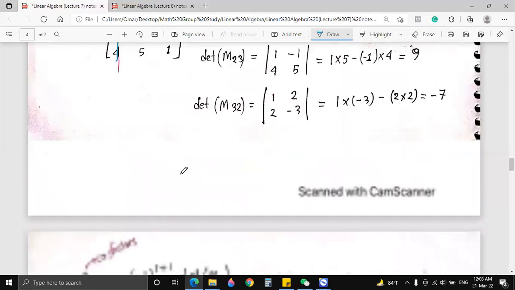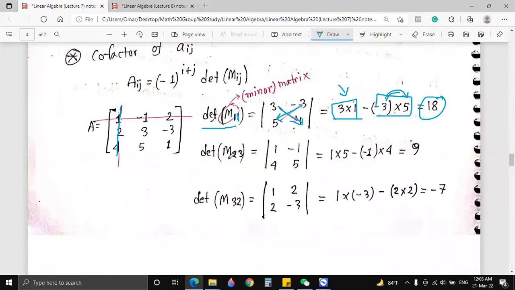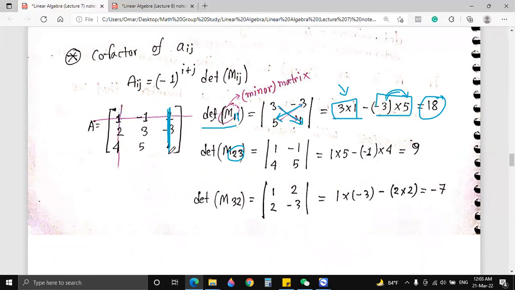And now let's see M23, okay? M23 means column 2 and row 3. Sorry, row 2 and column 3, okay? Row 2 and column 3. That means this one. So when we calculate this one, we have to omit the column of this entry and also the row of this entry, okay?